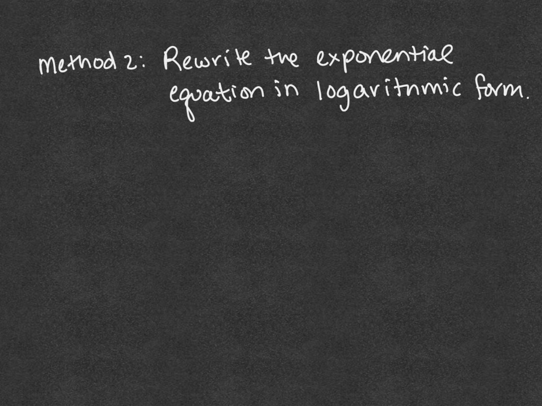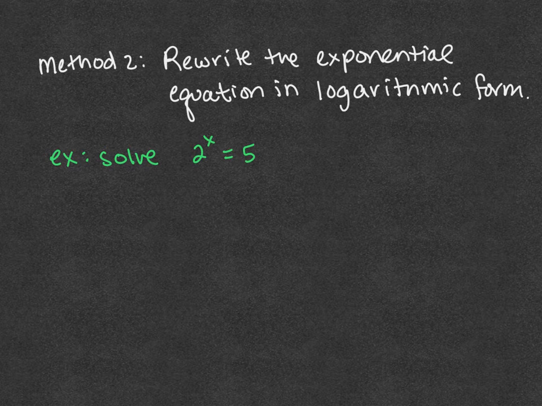So let's go ahead and talk about method 2 now. Method 2 is to rewrite the exponential equation in logarithmic form. So here's an example of when you might want to use this property. Suppose you're asked to solve 2 to the x equals 5. I can't change a 2 to a 5, and I can't change a 5 to a 2, so I need to go solve this. So by rewriting this in logarithmic form, I'll have a log with a base of 2 of 5 is equal to x.